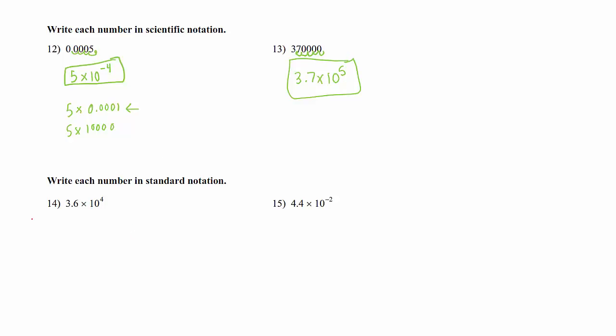Now let's go the other way. So again, positive exponent means big number, so let's move to the right 4 places. That means I need 3 zeros, which gives me 36,000. 15 is a negative exponent, and so that means that I move to the left. So there's only 1 zero between the decimal and the 4s, so 0.044.